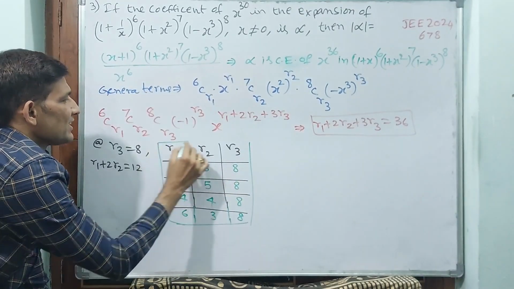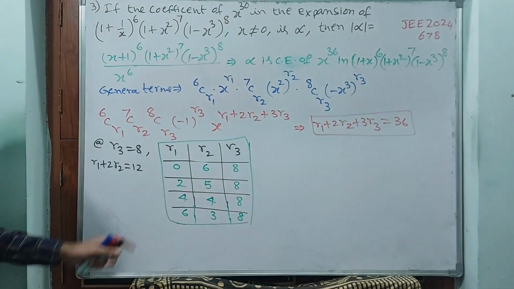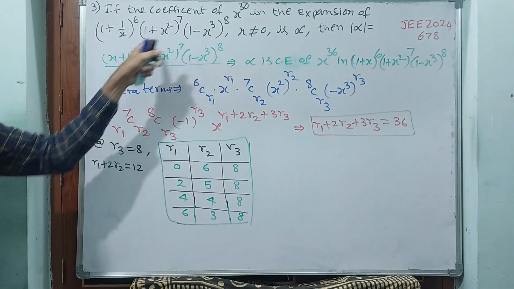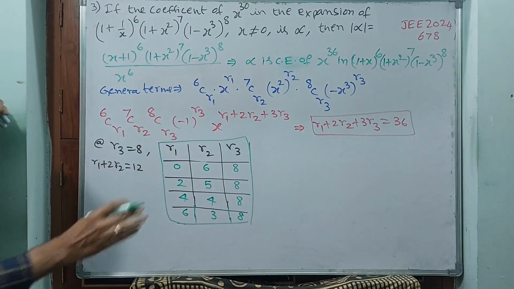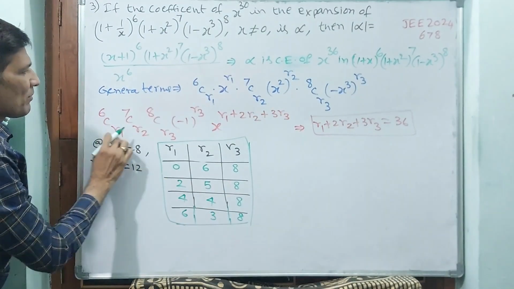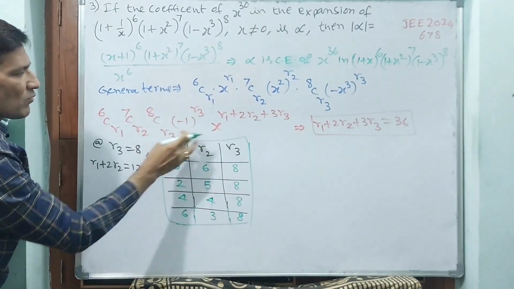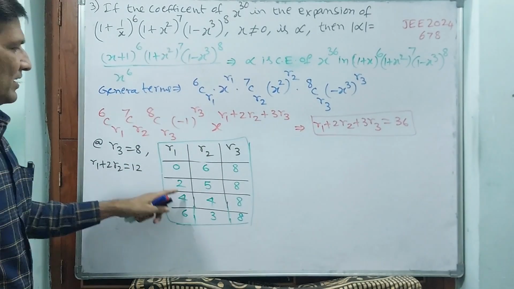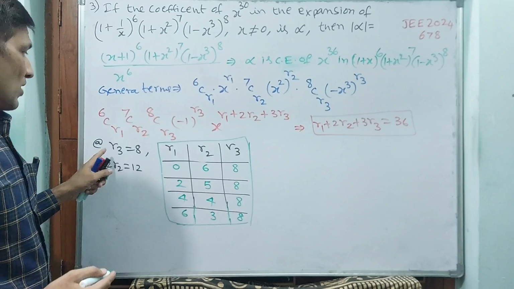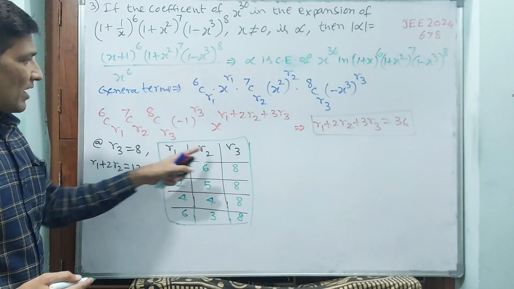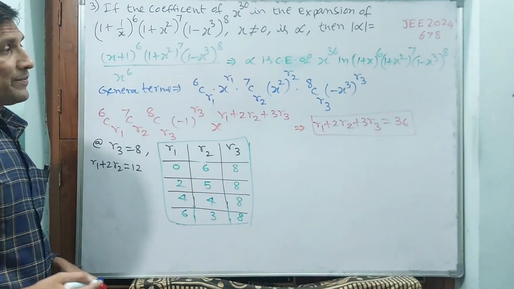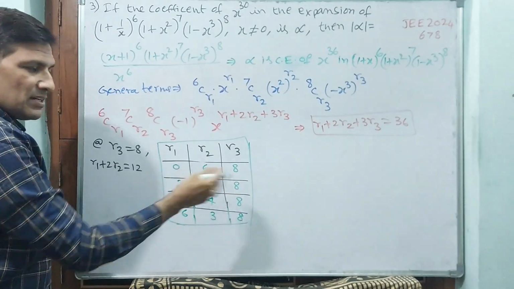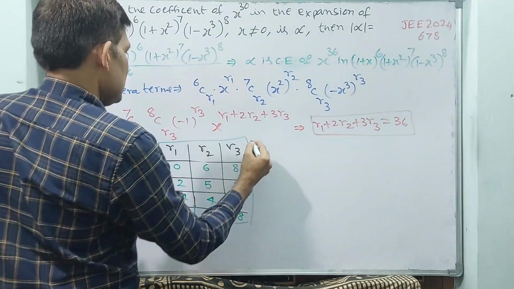This table is exhausted. Okay, case 1 table. That means now you have to apply the coefficient for these values; minus 1 power R3 also you have to apply. Now at R3 equal to 8 it is over. Now at R3 equal to 7 also I will see. Why? Because here only we will see, remaining all will come automatically.